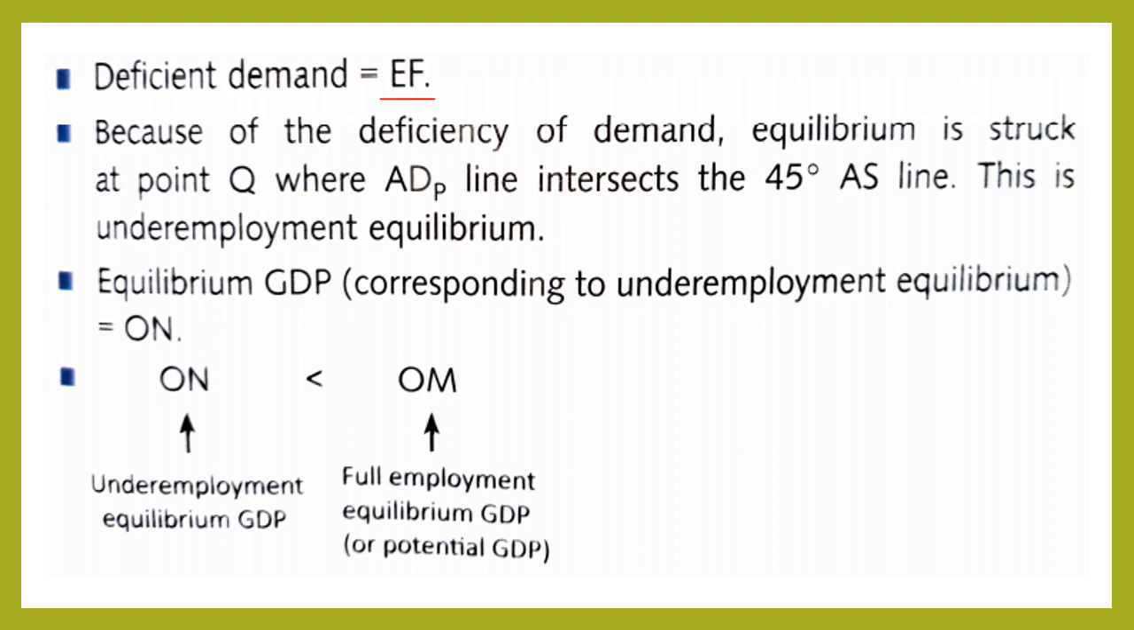Because of deficiency of demand, equilibrium is struck at point Q where the ADP line intersects the 45-degree AS line. This is underemployment equilibrium. Now equilibrium GDP corresponding to underemployment equilibrium is equal to ON. ON is smaller than OM. What is ON? That is underemployment equilibrium GDP, and OM is full employment equilibrium GDP. Means output corresponding to underemployment equilibrium is less in comparison to output when there is full employment equilibrium.